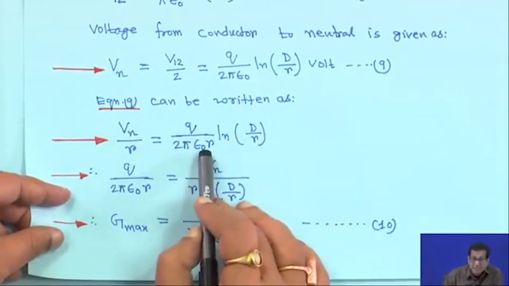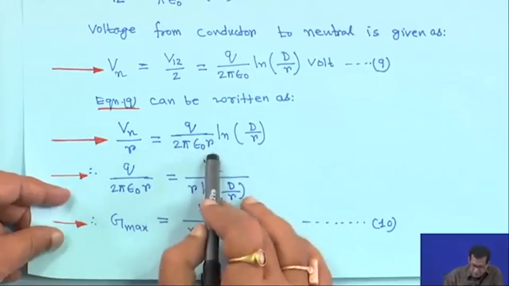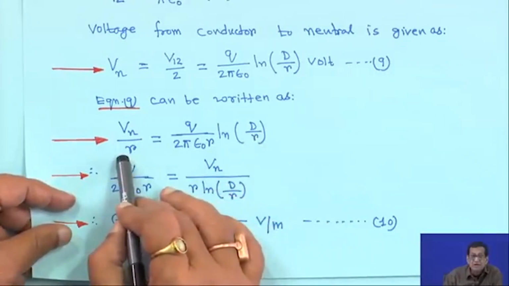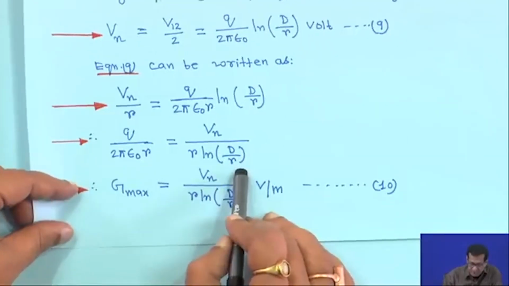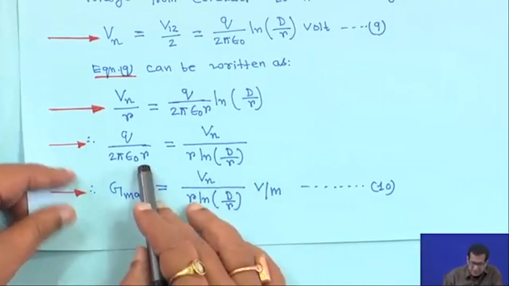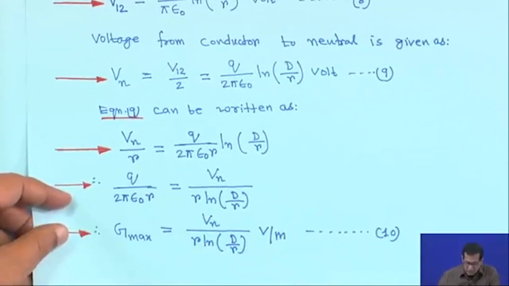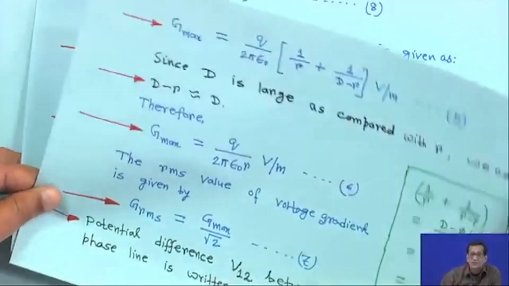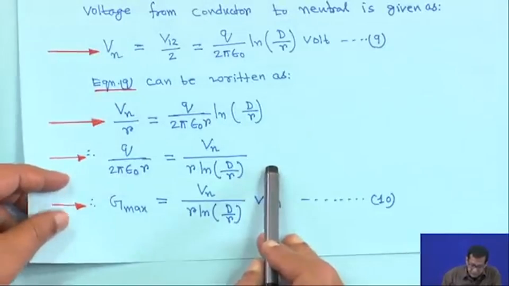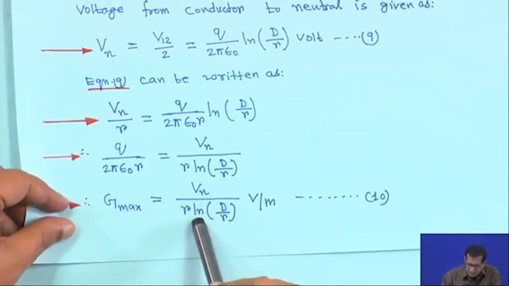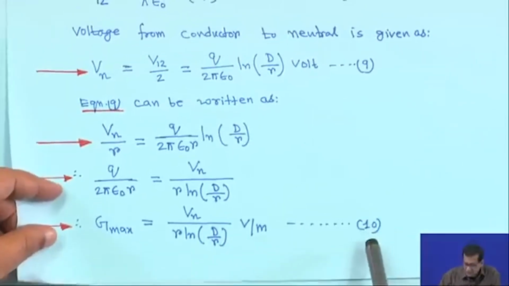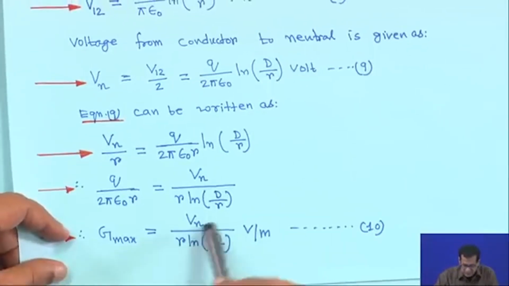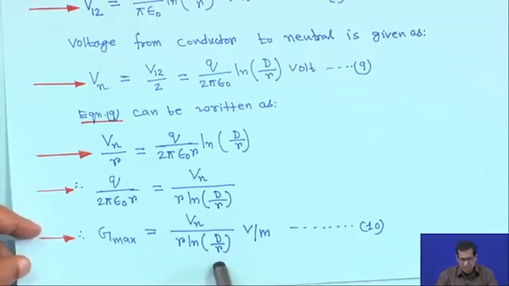Therefore, this q upon 2 pi epsilon 0 r can be written as this one, q upon 2 pi epsilon 0 r is equal to Vn divided by r ln d upon r. Therefore, this is actually G max, because G max is equal to q upon 2 pi epsilon 0 r, from equation 6, right. Therefore, your G max is equal to Vn upon r ln d upon r volt per meter, this is equation 10, right. So, from that we can get the maximum potential gradient, that G max will be Vn upon r ln d upon r.